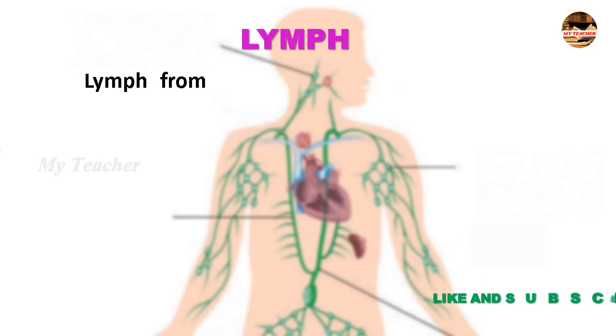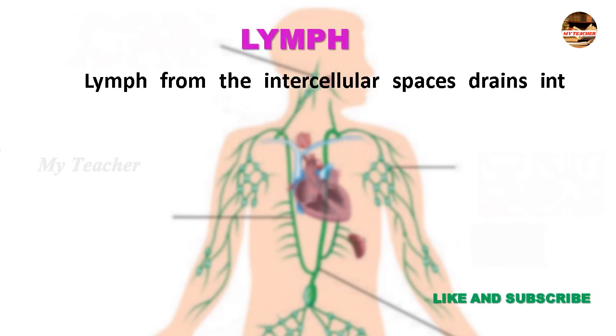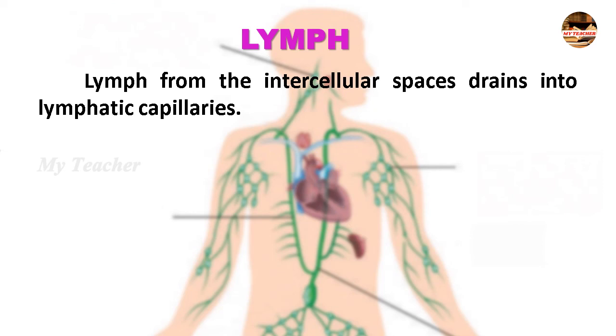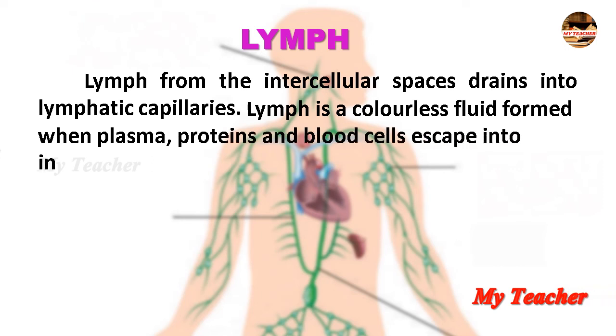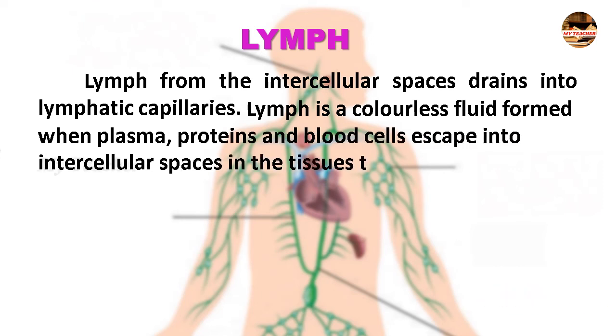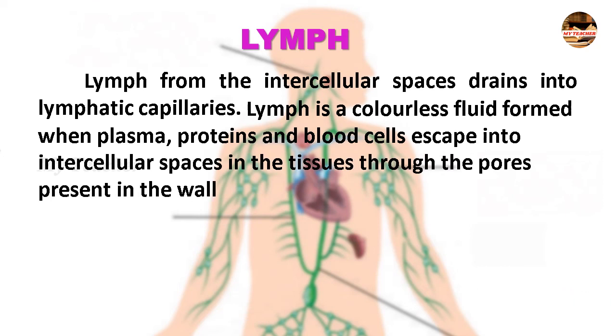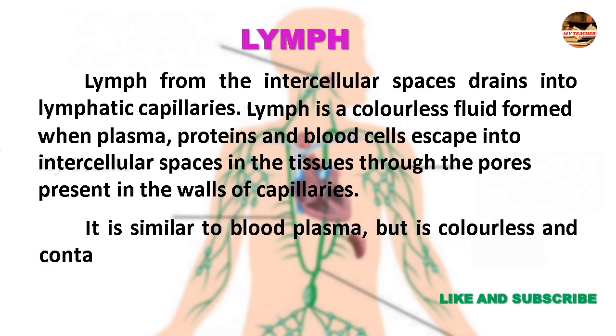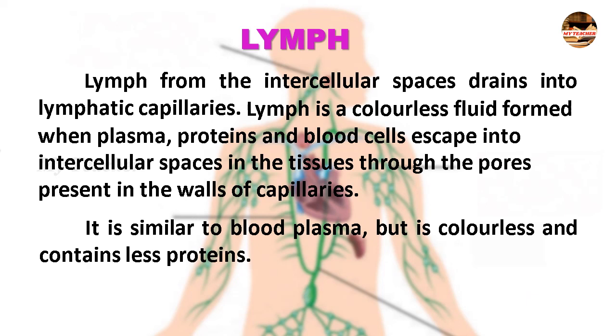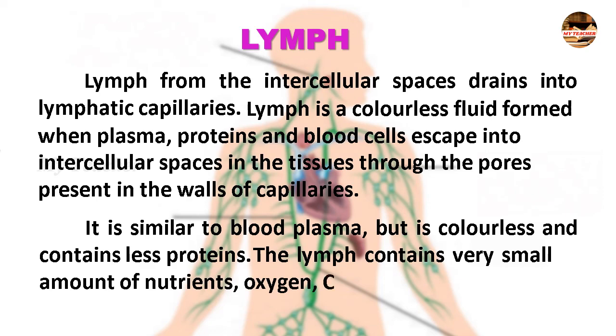Lymph. Lymph from the intercellular spaces drains into the lymphatic capillaries. Lymph is a colorless fluid formed when plasma, proteins and blood cells escape into intercellular spaces in the tissues through the pores present in the walls of capillaries. It is similar to blood plasma but is colorless and contains less protein. The lymph contains a very small amount of nutrients, oxygen, carbon dioxide, water and WBC.